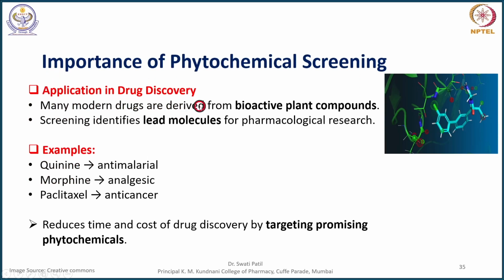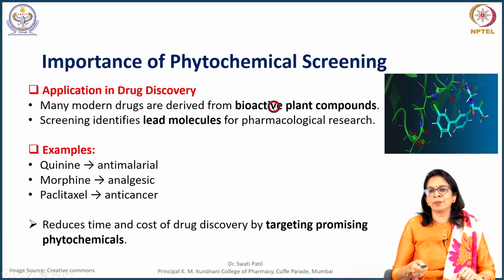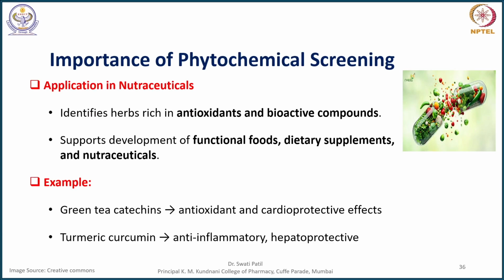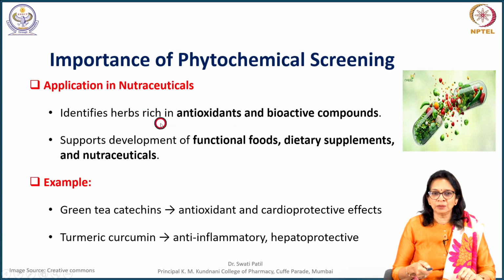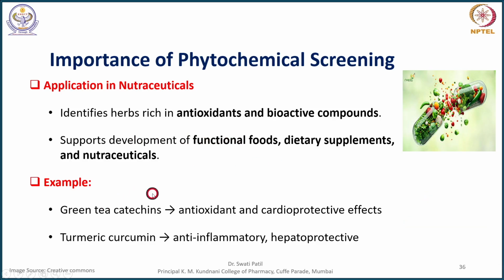It finds a large application in drug discovery where bioactive compounds are detected from plants. For example, detection of quinine for antimalarial activity, morphine for analgesic activity, and paclitaxel from the Taxus tree for anti-cancer activity. This preliminary screening helps us reduce time and cost and gives us promising targets. It identifies herbs which are rich in antioxidant and bioactive compounds and supports the development of nutraceuticals and many important lead compounds for modern drug discovery.